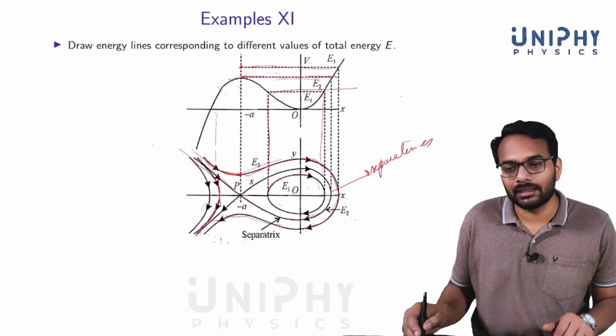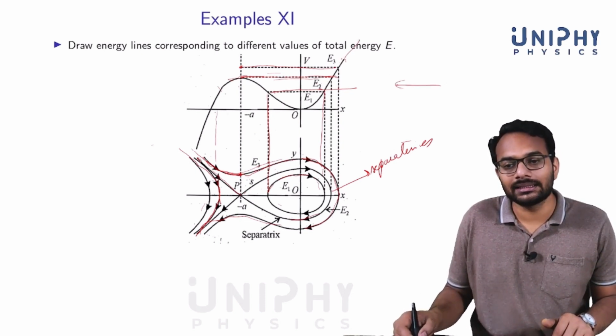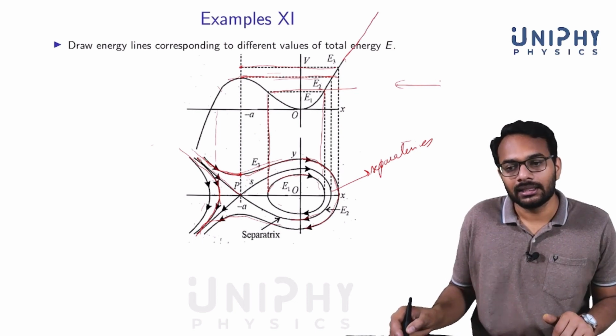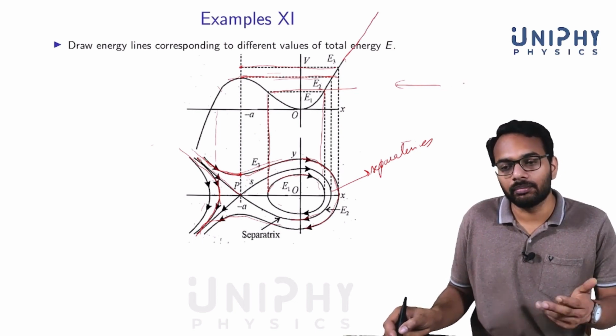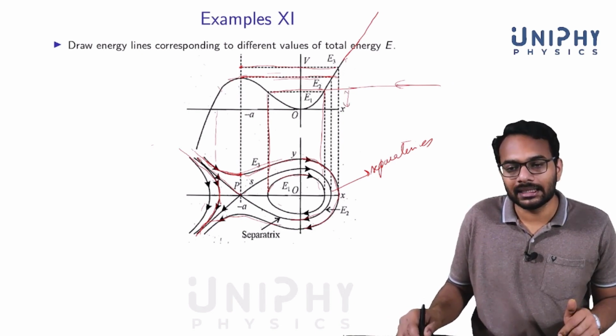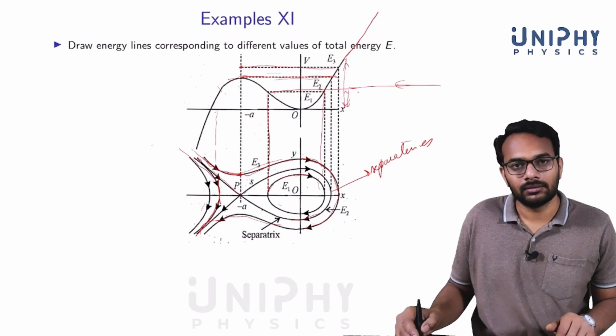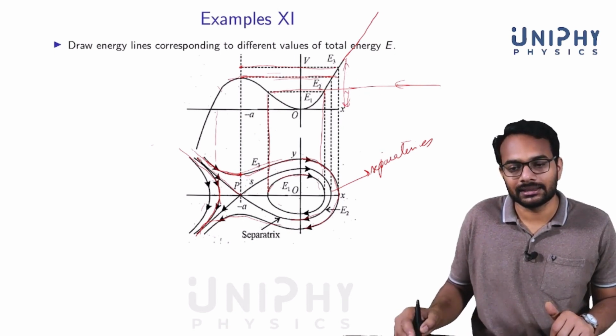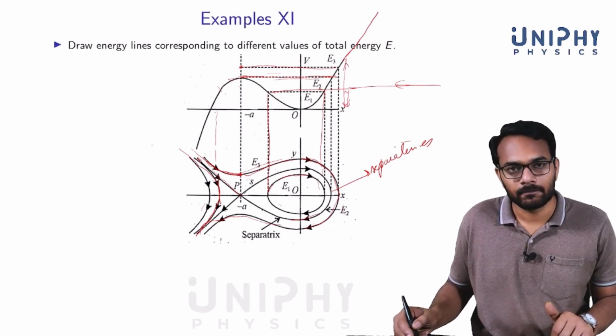So we see that particles coming from plus infinity are also possible, but all these regions are classically forbidden, because this energy is less than the potential energy. E is less than V. So this region is classically forbidden. So we don't have any hyperbola here. I hope this is clear.